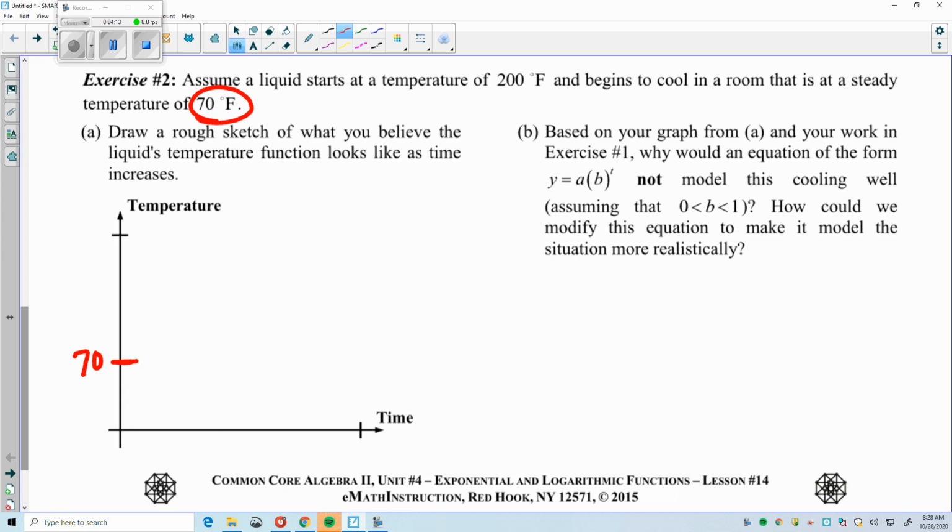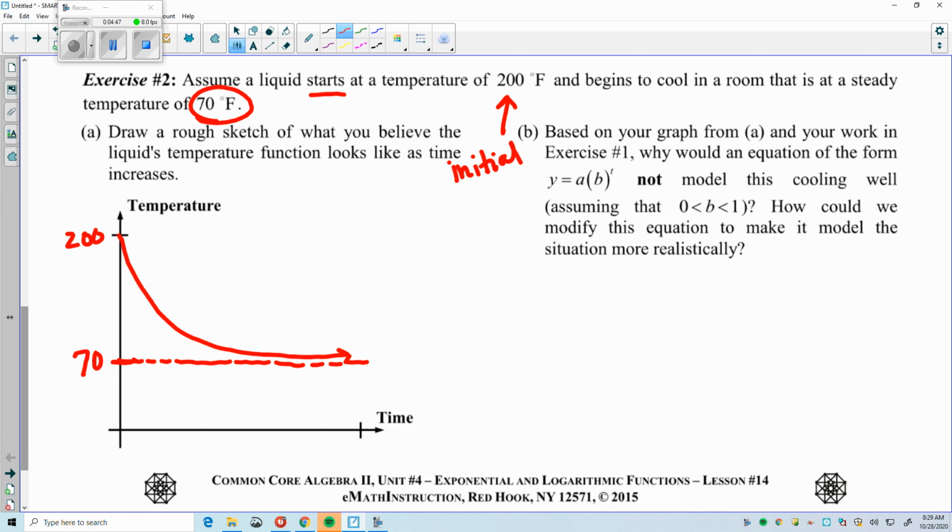I know it's starting at 200. If it starts at 200, this is my initial value. And keep in mind, your initial value is going to be where x is 0. So if I know x is 0, I could say here's my y-intercept. I know it's going to be decreasing over time, but I know it's never going to get below 70. So if I have a line here at 70, it can't get below 70. So that's kind of a rough sketch.